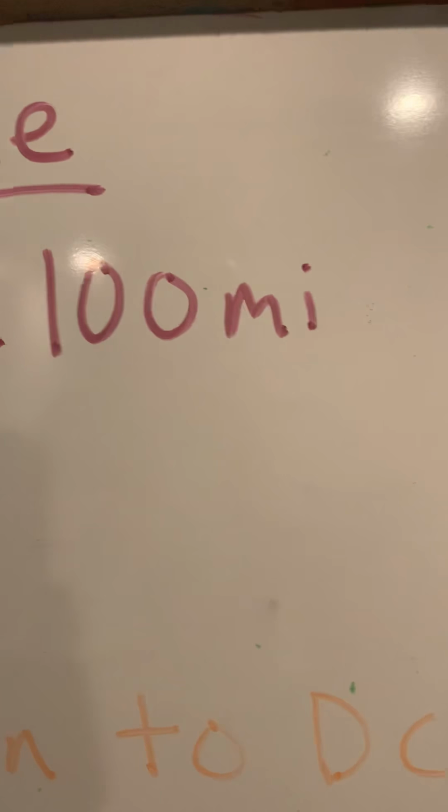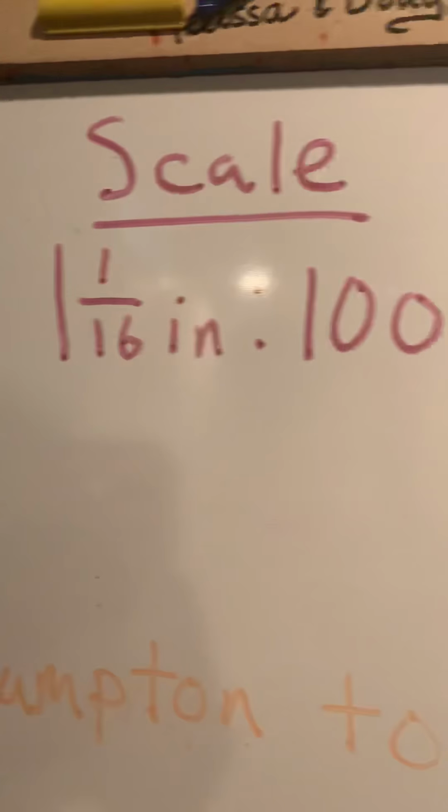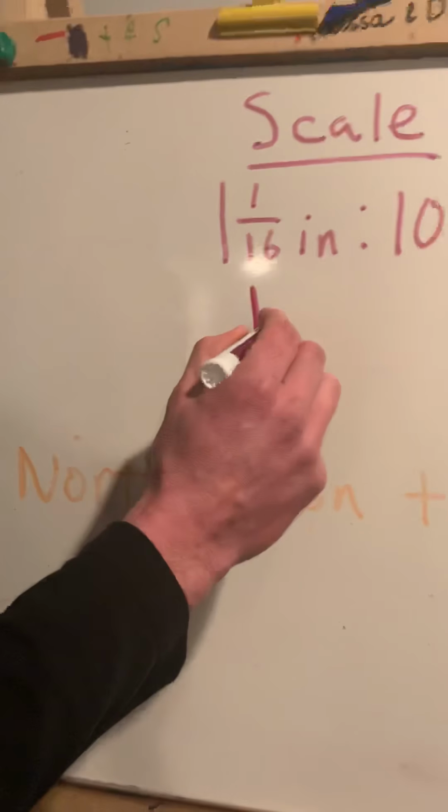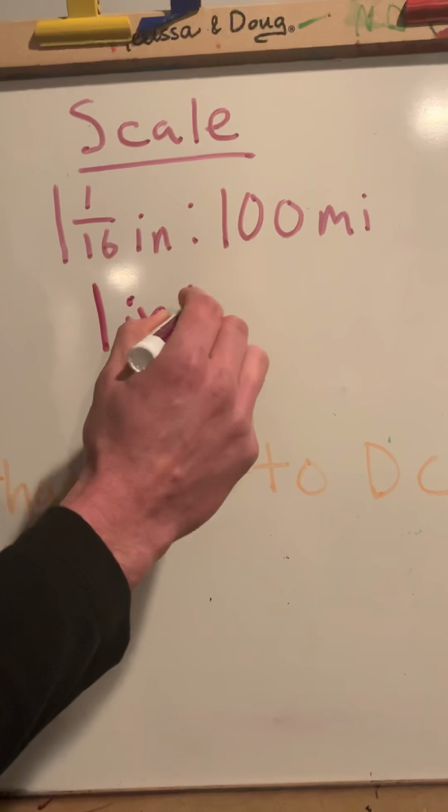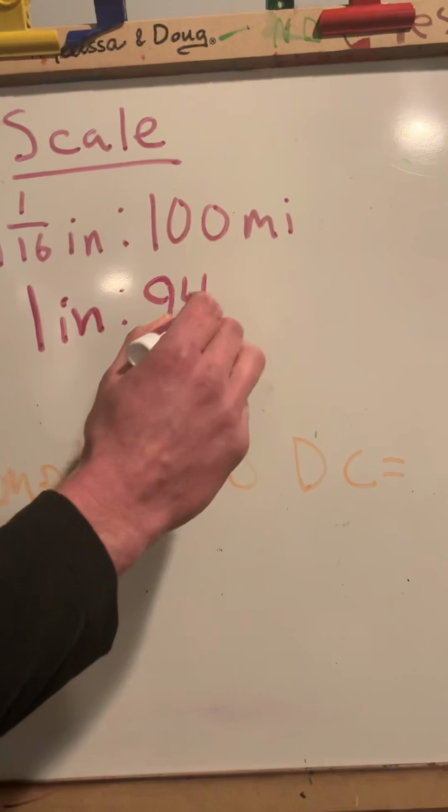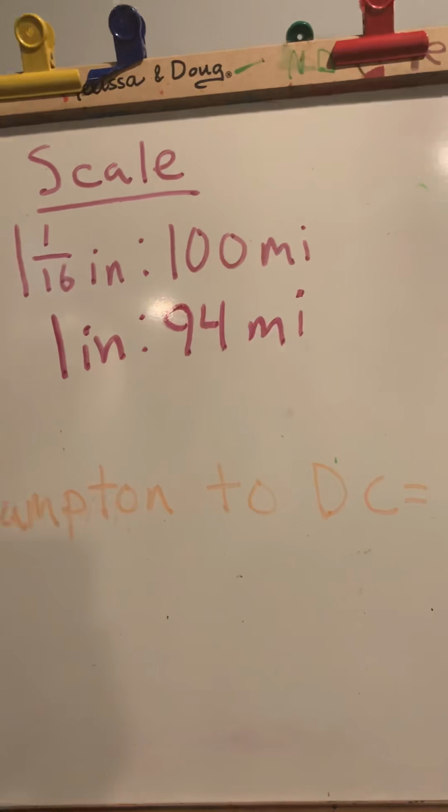So I wanted to figure out what 1 inch would equal. So I divided the 100 miles by 1 1/16 and figured out that 1 inch is approximately 94 miles. So that's the scale we're going to work with.